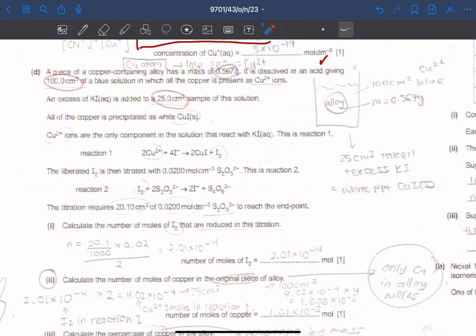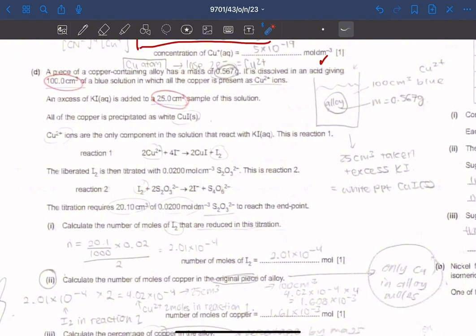Cu²⁺ ions are the only component in the solution that react with KI(aq). This is reaction 1. In this reaction 1, the liberated I₂ is then titrated. This I₂ is then titrated with 0.02 mol per dm³ S₂O₃²⁻. This is reaction 2. The titration requires 20.1 cm³ of concentration 0.02 mol per dm³ S₂O₃²⁻ to reach the end point. Calculate the number of moles of I₂ that are reduced in this titration.